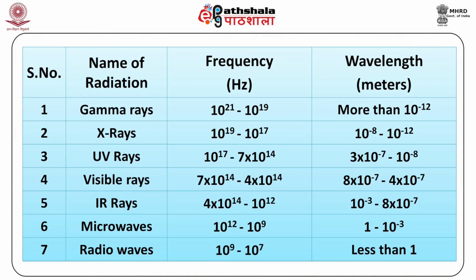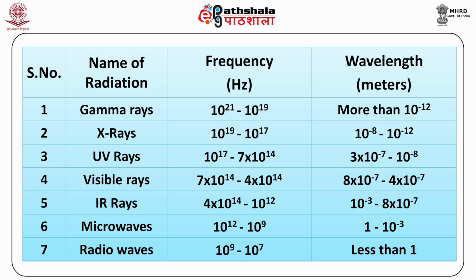In this table, the frequency and wavelength of the electromagnetic spectrum are given. The name of the radiation, its frequency in hertz and wavelength in meters is given. First is the gamma ray, whose frequency is 10 to the power 21 to 10 to the power 19 and its wavelength is less than 10 to the power minus 12. Next is X-ray, whose frequency is 10 to the power 19 to 10 to the power 17 and its wavelength is 10 to the power minus 8 to 10 to the power minus 12. Now the third is UV rays, whose frequency is 10 to the power 17 to 7 into 10 to the power 14 and its wavelength is 3 into 10 to the power minus 7 to 3 into 10 to the power minus 8.